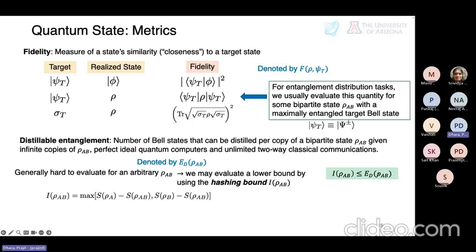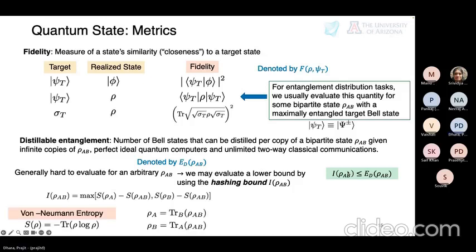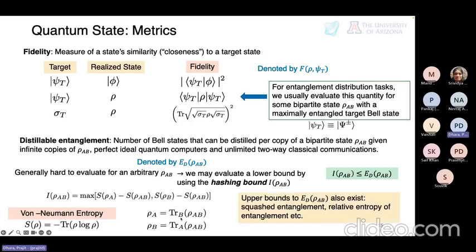I_FRO(A:B) is strictly less than or equal to E_D,FRO(A:B). So we can always reach I_FRO(A:B) through a protocol known as the hashing protocol. The symbols over here, S(ρ_A) is the entanglement entropy, and ρ_A and ρ_B are partial traces of the system. The upper bounds to E_D can also be derived.